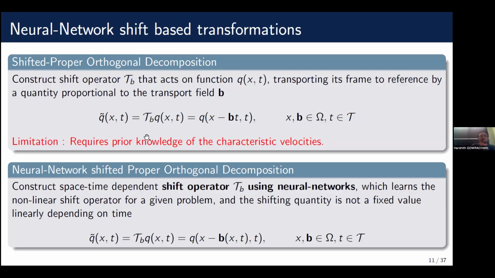And to overcome this, what we, or in the previous work, they proposed, is to use a neural network to learn the shift operator. Here the shift operator is a function of both space and time, and it automatically detects the shift for each parameter. It's not linearly dependent on time as it was for shifted POD.